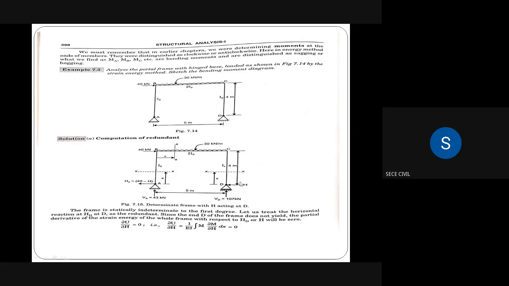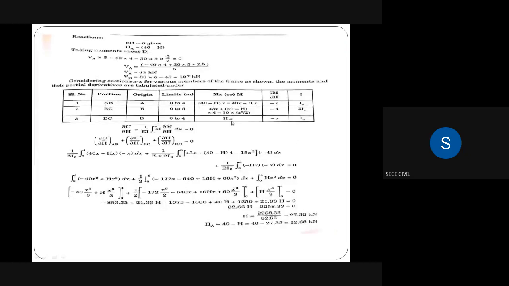So on the right side, this gives clockwise moment. So for the right side of this section, clockwise will be negative, and anticlockwise will be positive. But here it is HX only. Minus HX, the minus value will come. Note it down: minus HX. So dou M by dou H is equal to minus X. I value is I0.